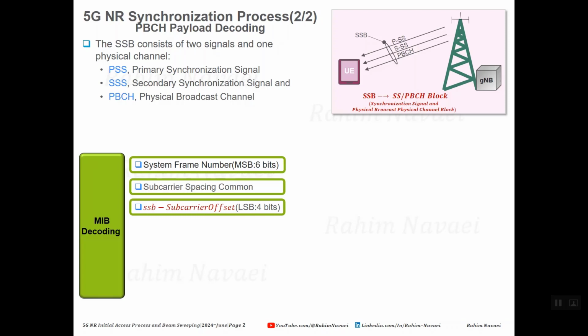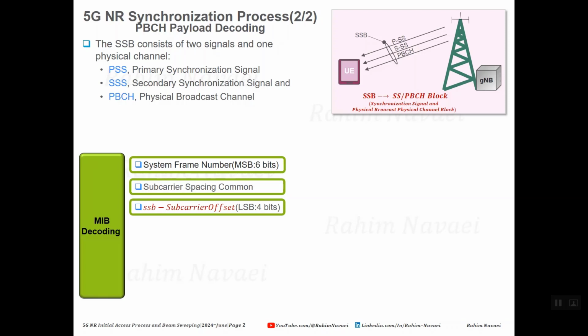This parameter, represented by 4 least significant bits, LSBs, defines the frequency offset of the Synchronization Signal Block, SSB, with respect to the overall channel bandwidth. This frequency offset is known as KSSB.